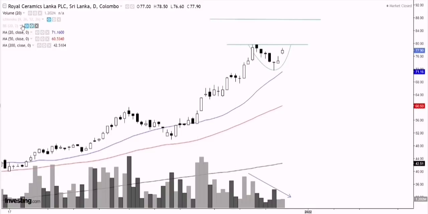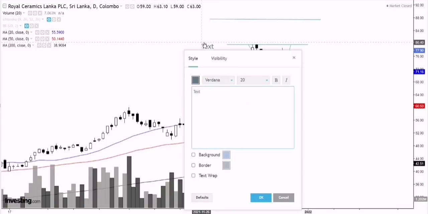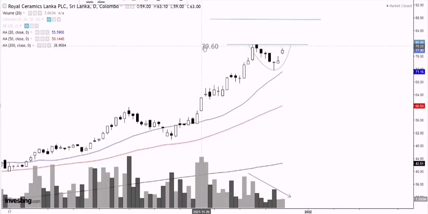So obviously the key level to watch here is at 79.60. We need to see a breakout above 79.60 to confirm the base. And most importantly, how we confirm a breakout is through volume and price confirmation. Prices need to close above resistance and volume needs to increase on the breakout to confirm a breakout.